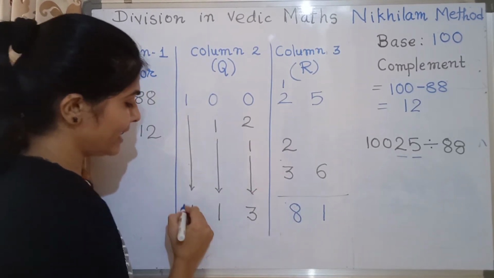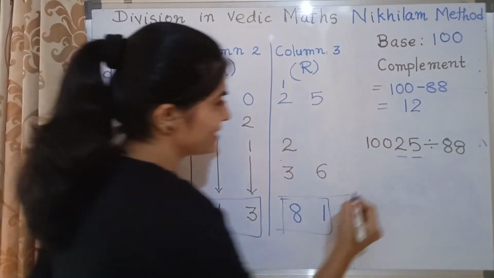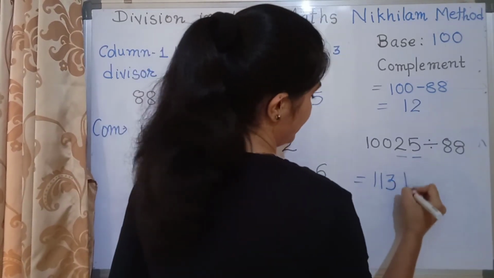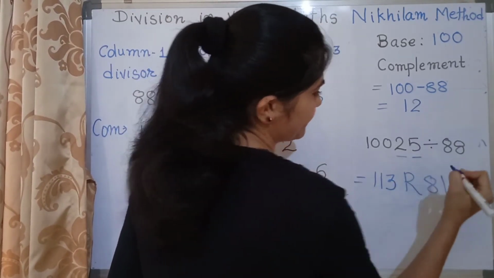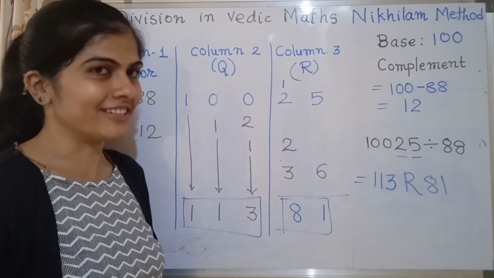So what is my answer? This is the quotient and this is my remainder. So my answer is 113 and remainder is 81. Isn't it interesting? Yes, it is definitely, right?